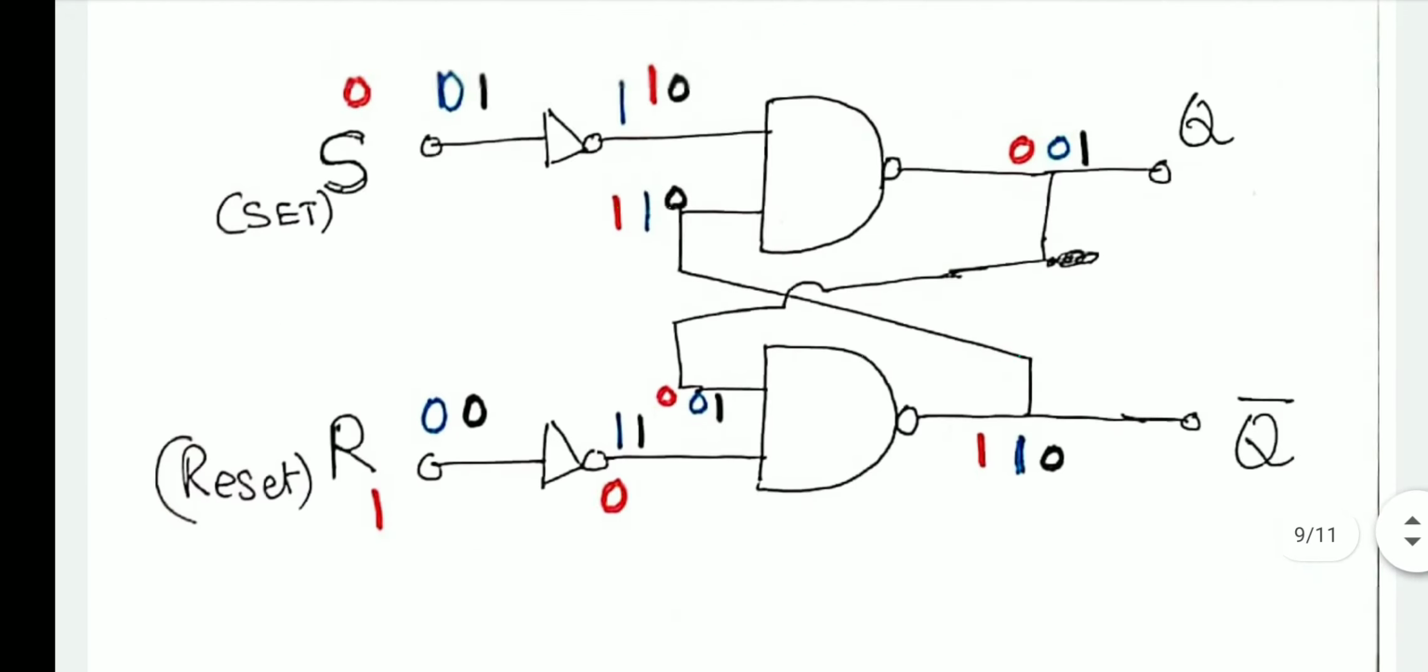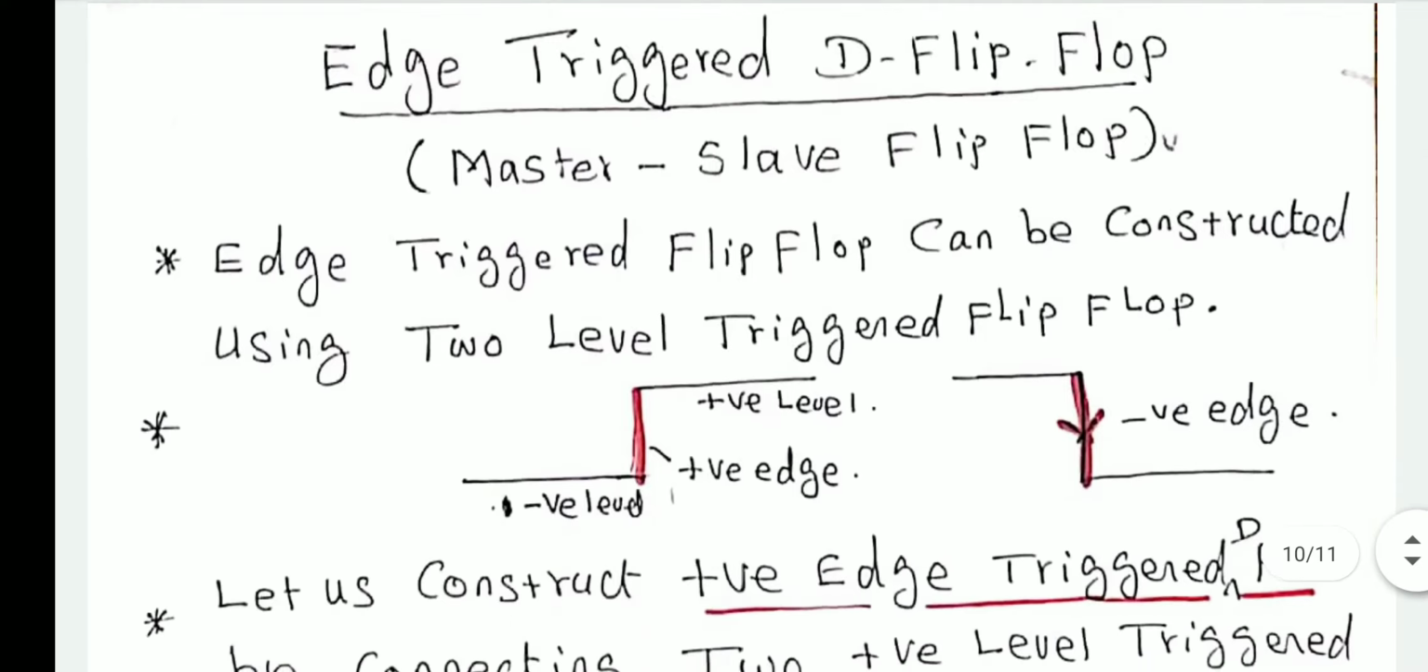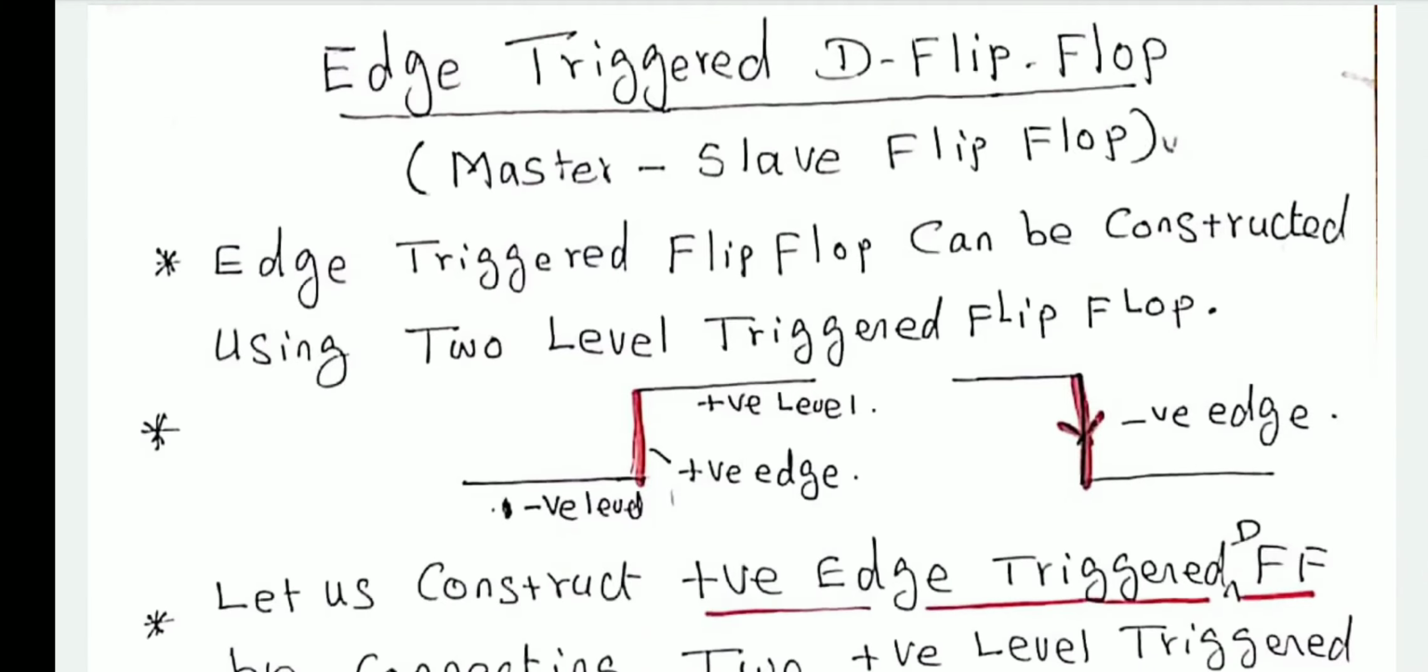That is called edge triggered D flip-flop, right? Edge triggered D flip-flop. So this is a very good circuit compared to the level triggered D flip-flop, right? In the level triggered D flip-flop, the Q output changes whenever the level is high.